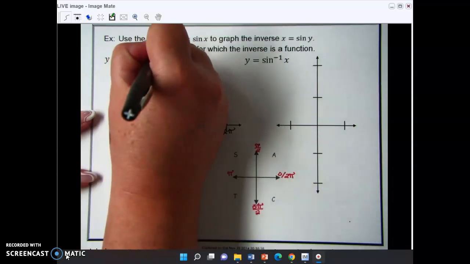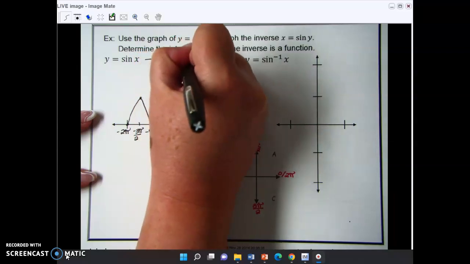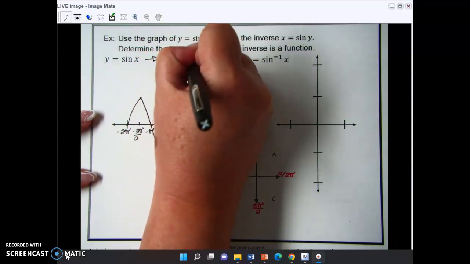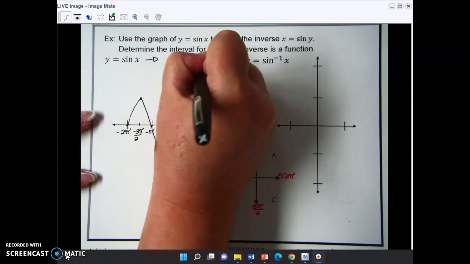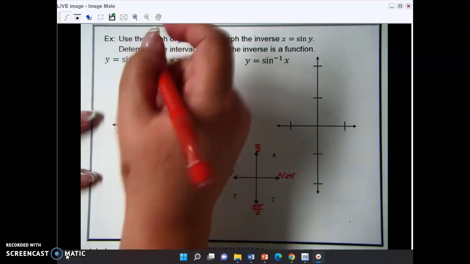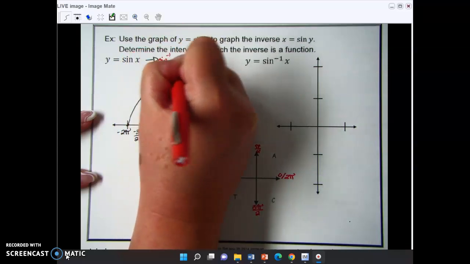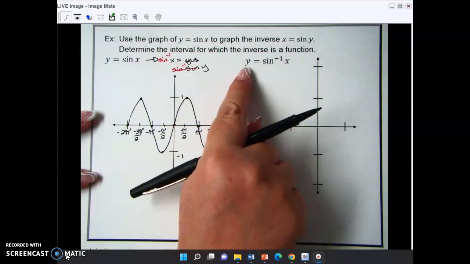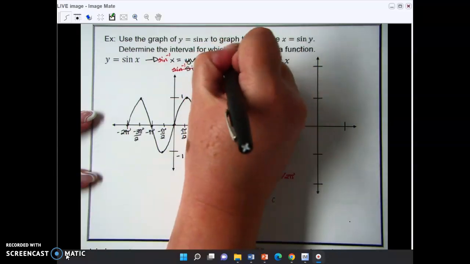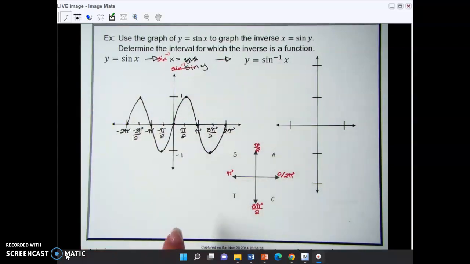And so again, if I go to do the inverse, we switch the x and the y, so that means x is equal to the sine of y. And so it's the inverse sine of both sides that's going to get rid of that sine. And so that means y equal to the inverse sine of x is going to be the inverse of this function here. So that -1 isn't talking about an exponent, it's talking about the inverse of a function.